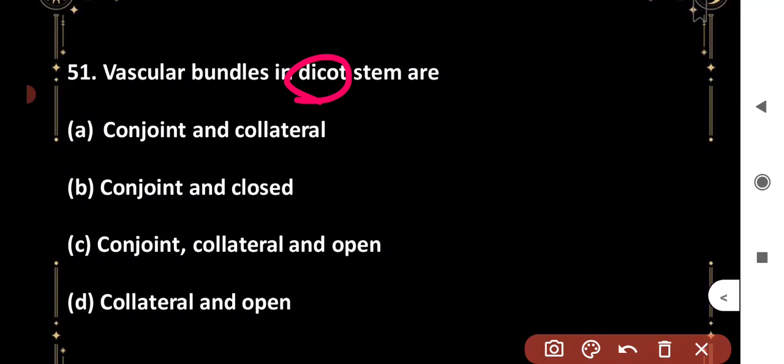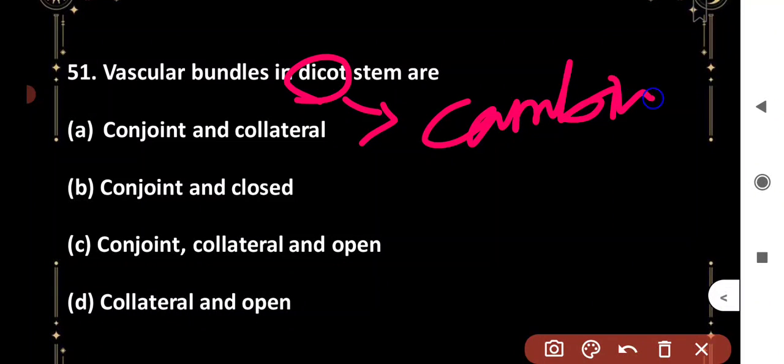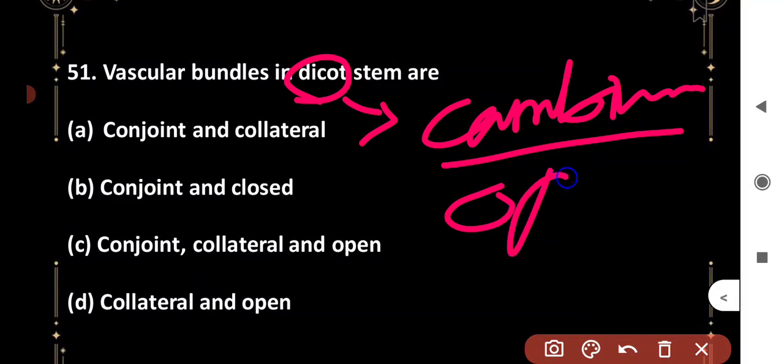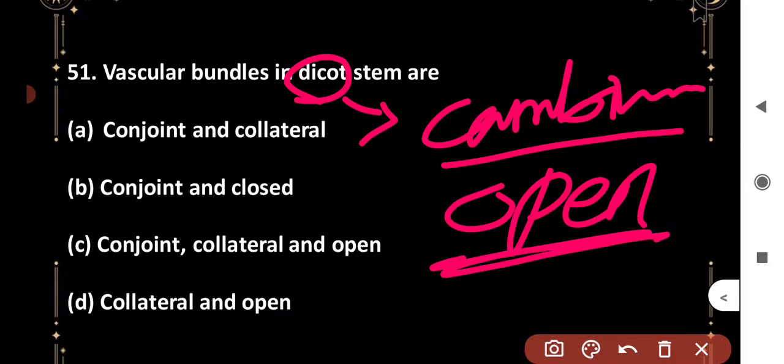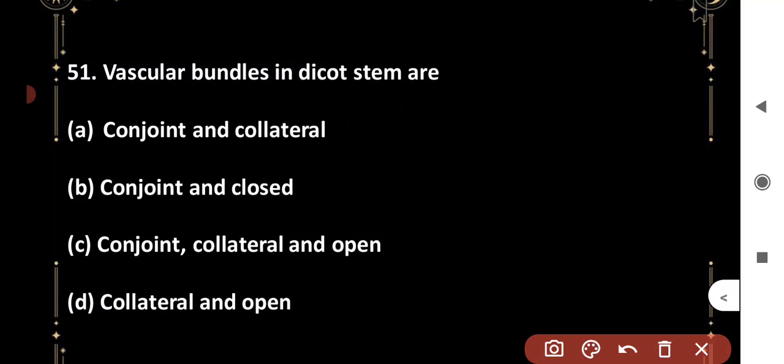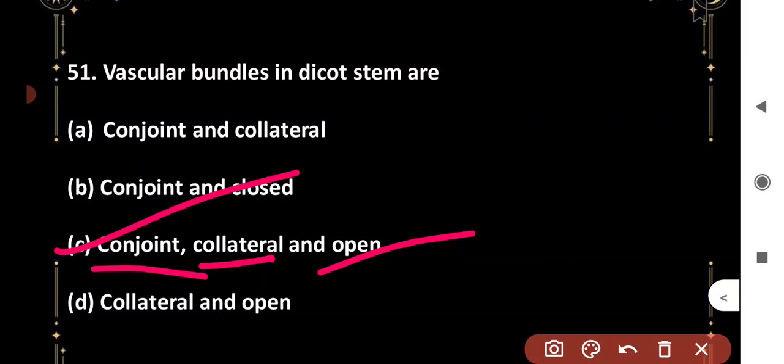See, dicot stem shows secondary growth, so they form cambium. Because of the presence of cambium between xylem and phloem, they are not closed. Not closed means they are open. Because of cambium, they are open. Collateral, conjoined. So because of cambium, it is open. Option C is correct.